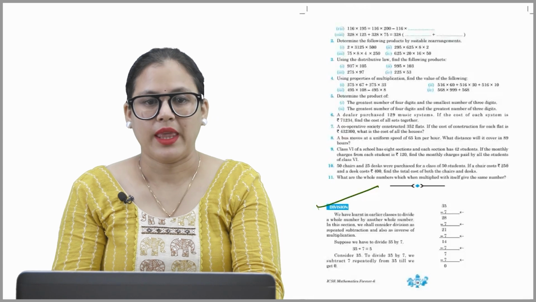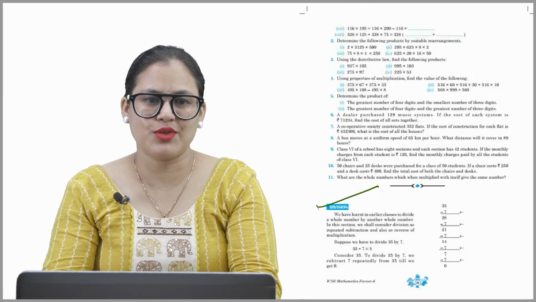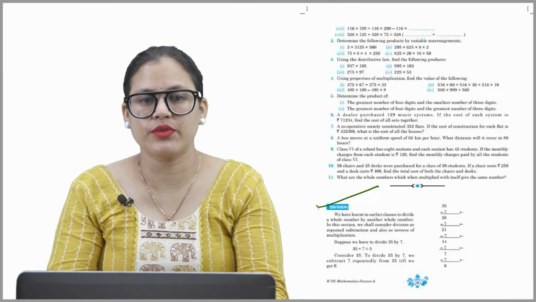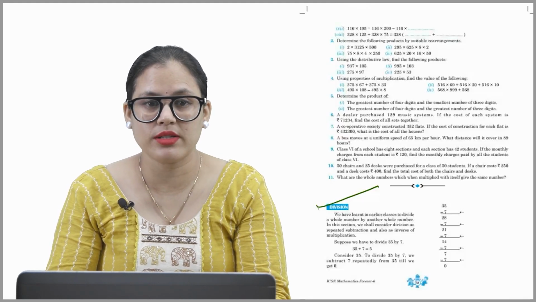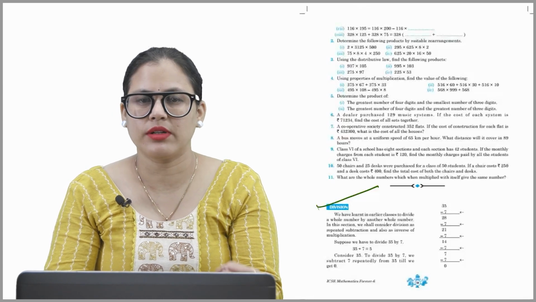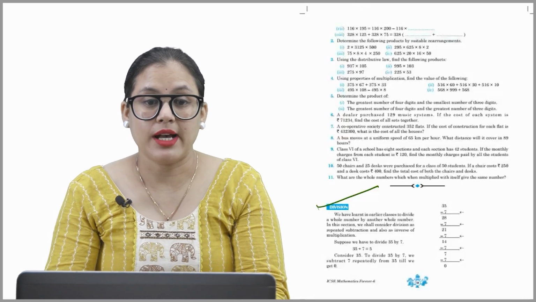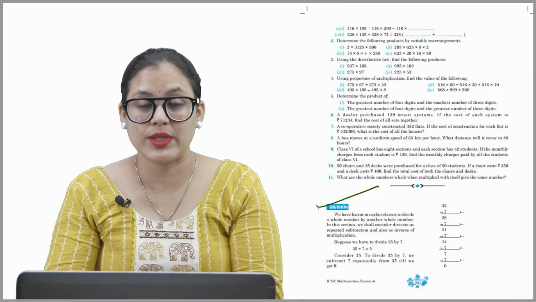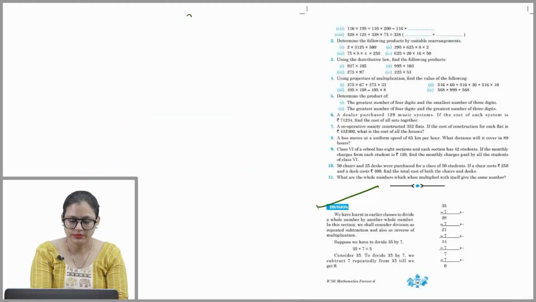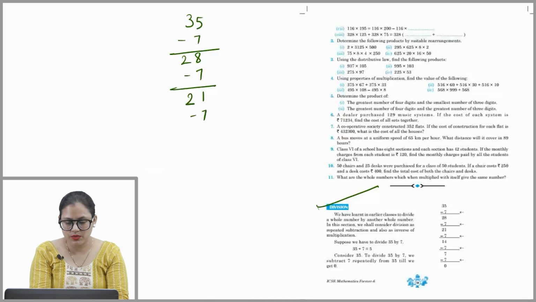Division. We have learned in earlier classes to divide a whole number by another whole number. In this section, we shall consider division as repeated subtraction and also as the inverse of multiplication. Suppose we have to divide 35 by 7. 35 divided by 7 is equal to 5. To divide 35 by 7, we subtract 7 repeatedly from 35 till we get 0. See, 35 minus 7 is what? 28. 28 minus 7 is what? 21. 21 minus 7 is what?